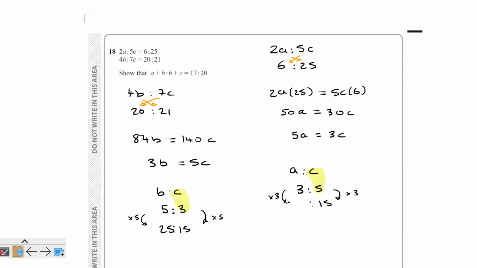And then, so therefore times that by 3, 9. So then A to B to C is 9. B was 25, wasn't it? And C is 15. So I've combined them.